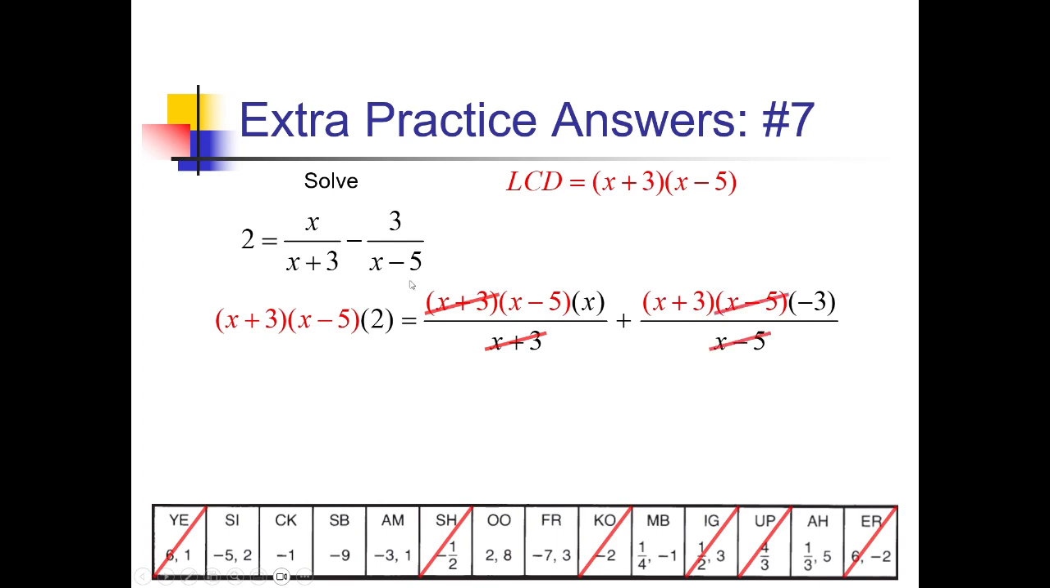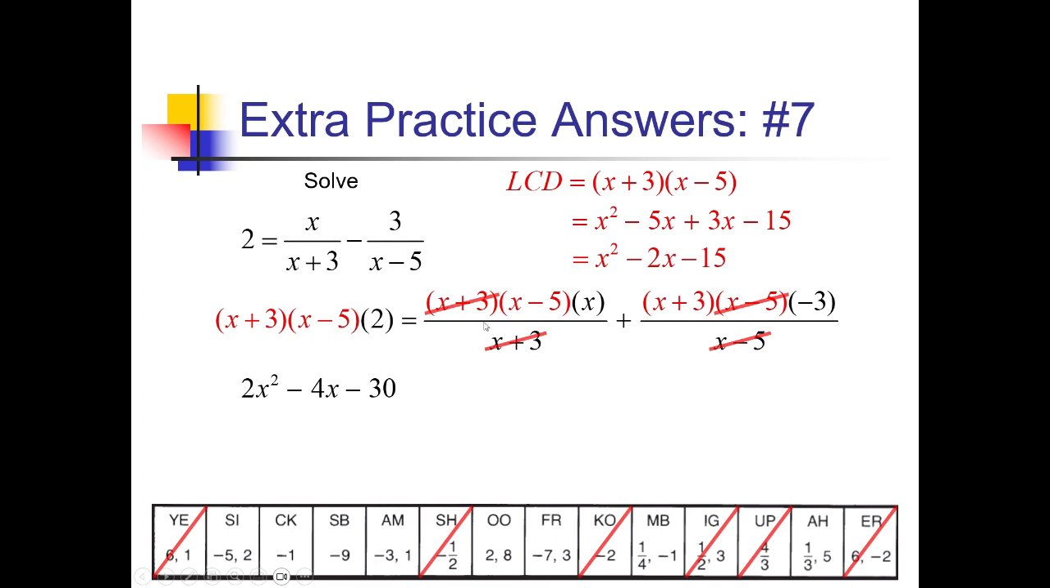And now it's time to multiply things out and clean things up. Before I distribute this 2, I'm actually going to FOIL this LCD out just so I can save myself a little bit of work down here. So up here we have x squared, and then -5x, 3x, and then -15. So that's a grand total of x squared minus 2x minus 15. Now I'm going to distribute this 2 to all of that stuff. So that's going to be 2x squared minus 4x minus 2 times 15 gives me 30.